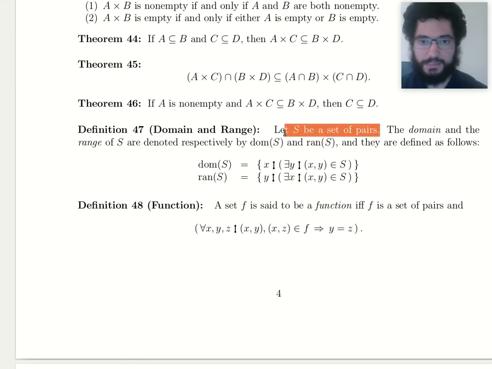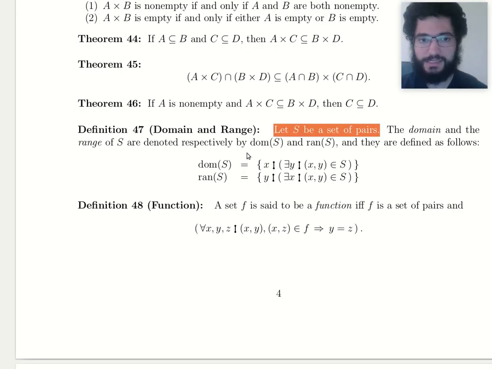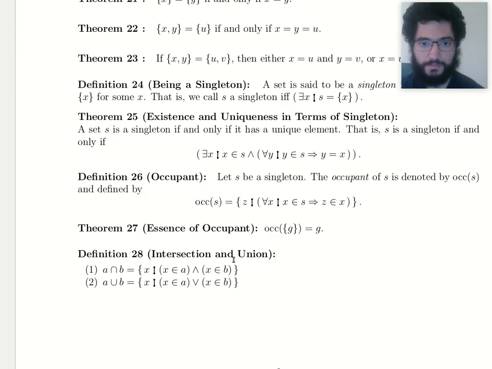But in this case, that requirement is just there to suggest to you the typical context in which we would use these definitions. If I delete this, let S be a set of pairs, it does not harm anything. You can still use this definition, and we can still prove this even without assuming S is a set of pairs. This is in stark contrast to the definition of occupant, where it's required that S be a singleton.